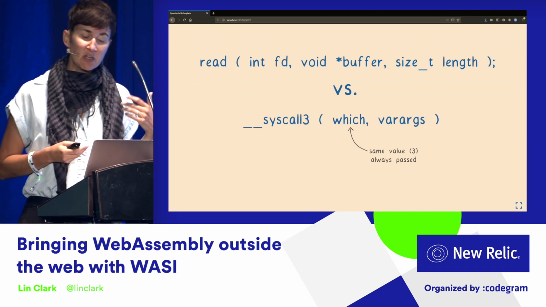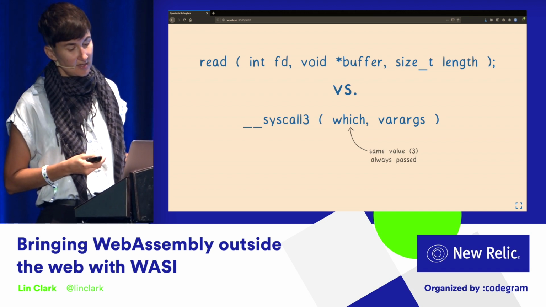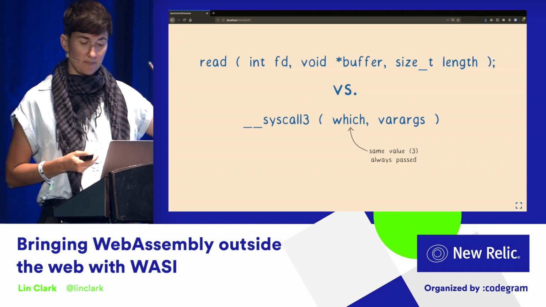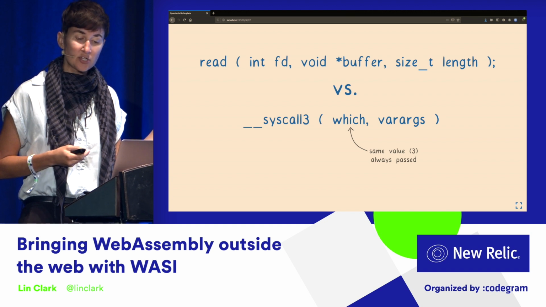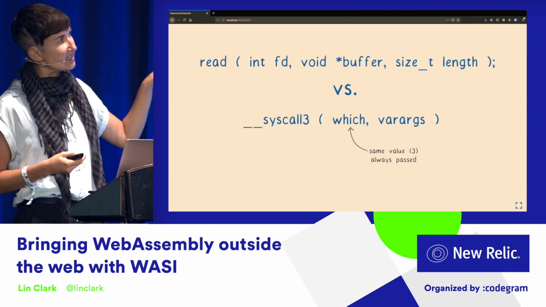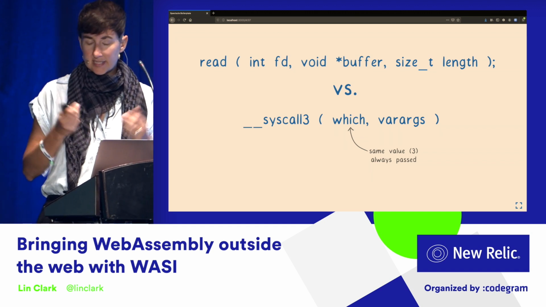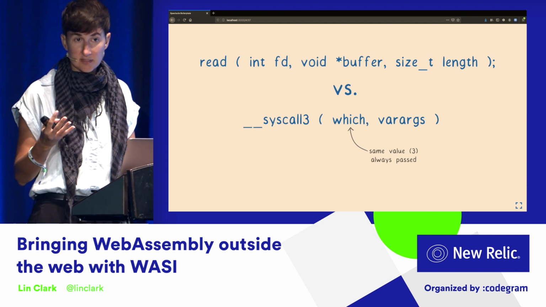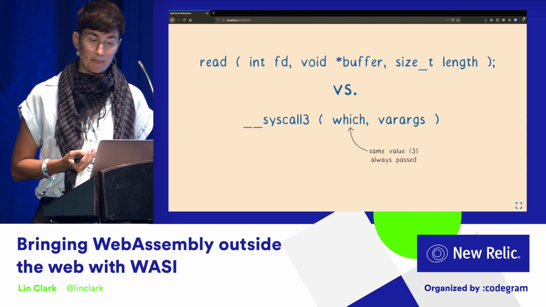So for example, a function that would be called something like read in an API that was designed to be a public interface. For that, the JS glue code instead used _system3 with the parameters which and var args. So that first parameter, which, is an integer, which is always the same as the number that's in the function name. So 3 in this case. The second parameter, var args, is the arguments to use. And it's called var args because you can have a variable number of them.